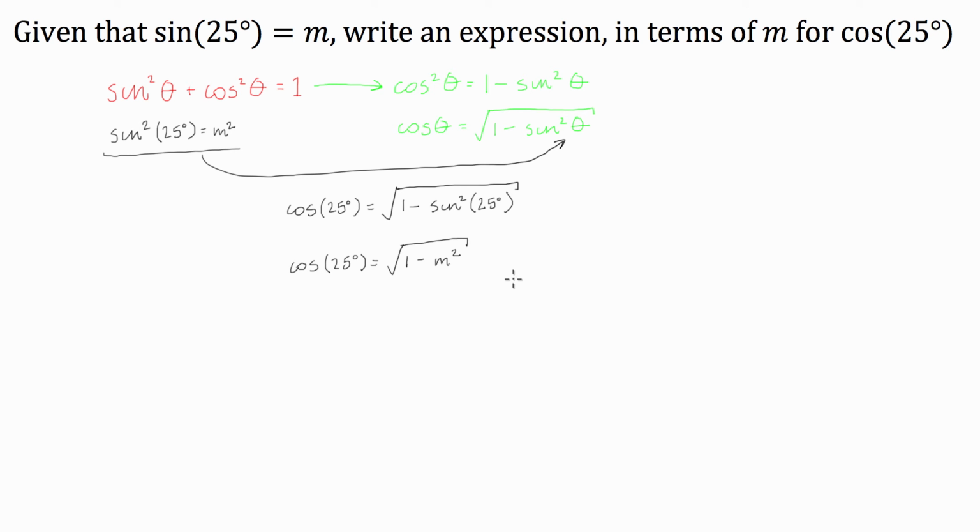Okay, so what we've been able to do here is we've used the Pythagorean identity to relate sine of an angle to cosine of an angle, and then we have substituted in the angle that we have, rearranged it using quite simple algebra, and we've got to our answer, which is cosine of 25 degrees would equal the square root of 1 minus m squared.